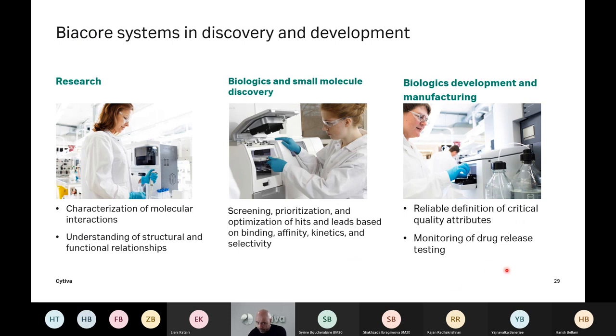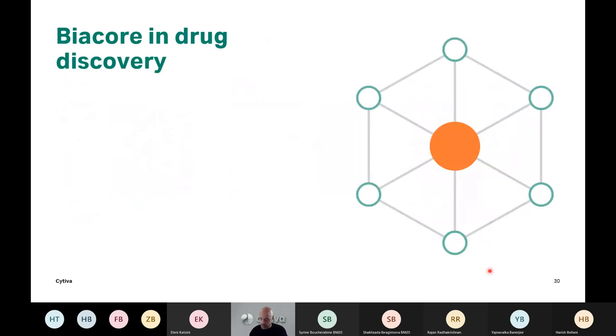And finally, in the biologics development and manufacturing field, we can get to know the critical quality attributes of the molecules, or we can monitor drug release testing, or use Biacore for QC, critical quality control of the products.